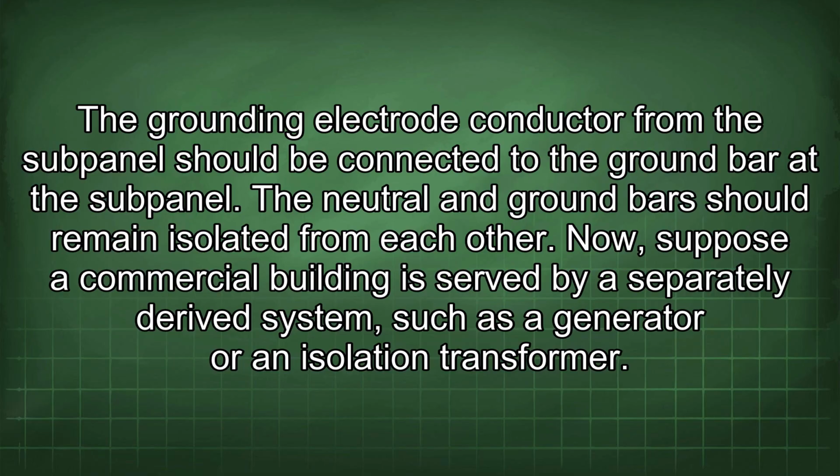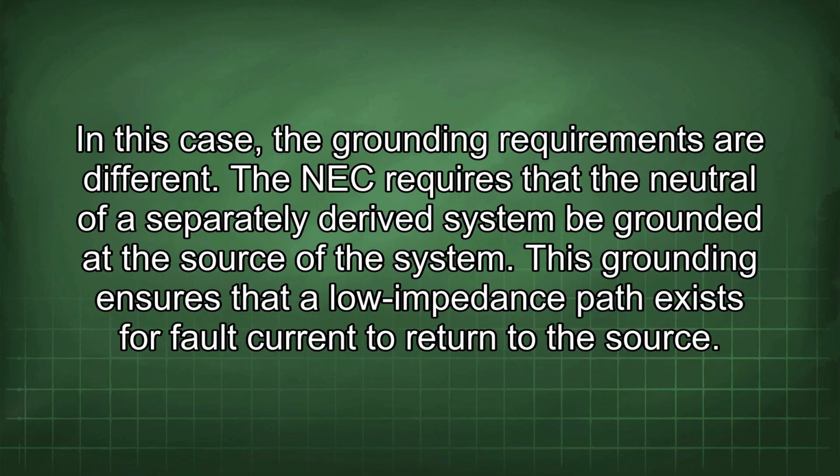Now, suppose a commercial building is served by a separately derived system, such as a generator or an isolation transformer. In this case, the grounding requirements are different. The NEC requires that the neutral of a separately derived system be grounded at the source of the system. This grounding ensures that a low impedance path exists for fault current to return to the source.